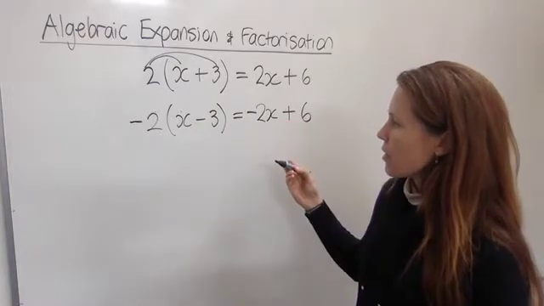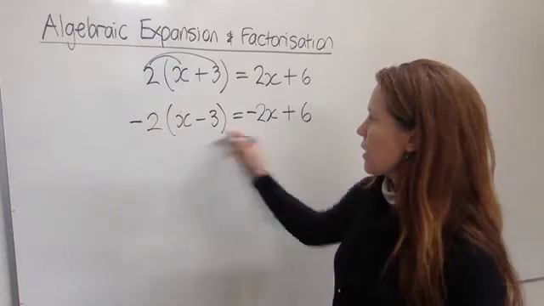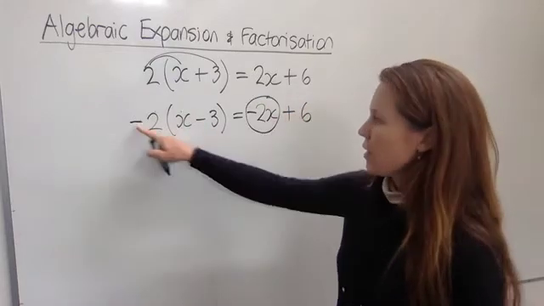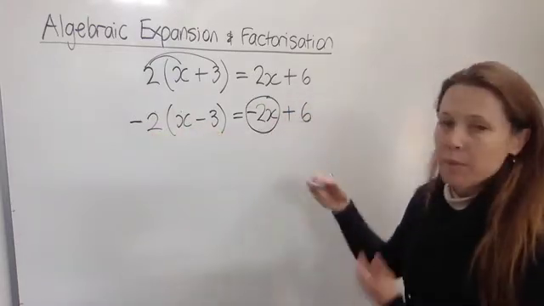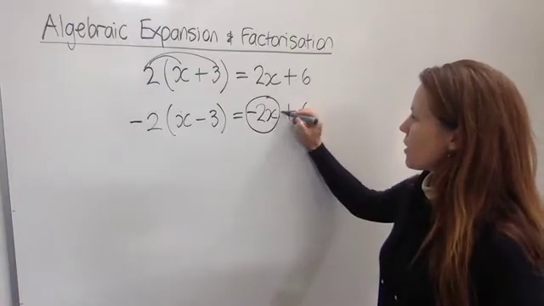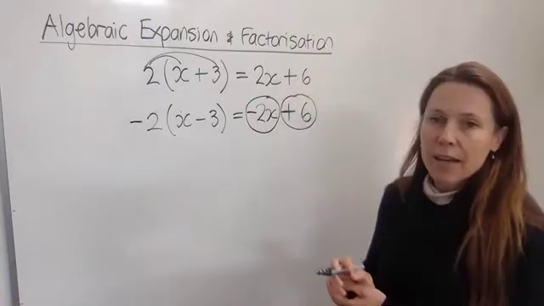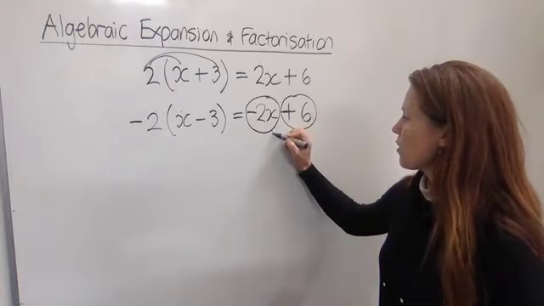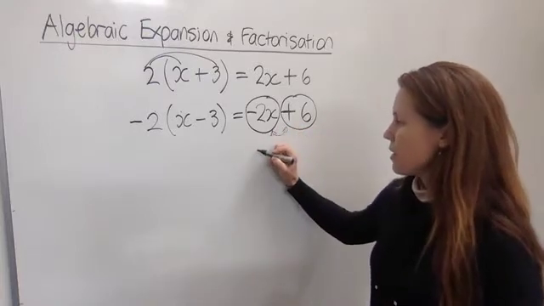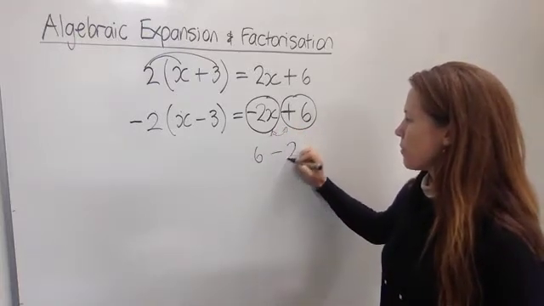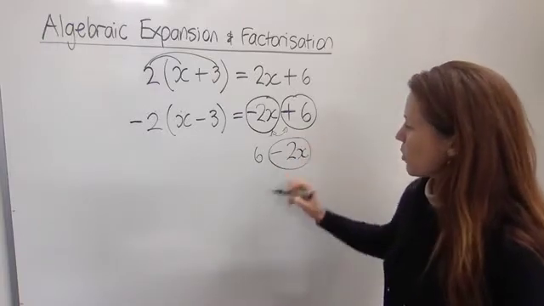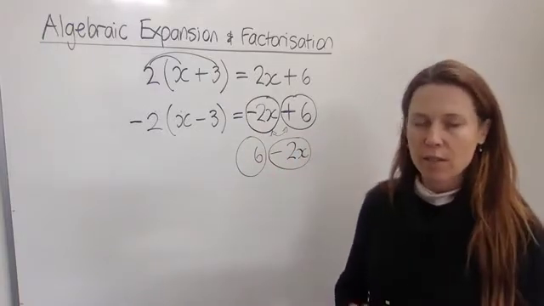An easier way to think of it is minus 2 times x gives me this term, and minus 2 times minus 3 gives me positive 6. You can write that positive down as a great big plus sign there, and now we have these two terms. Don't forget these two terms are exactly the same if they are written around the other way. Minus 2x and positive 6 gives you the exact same thing.